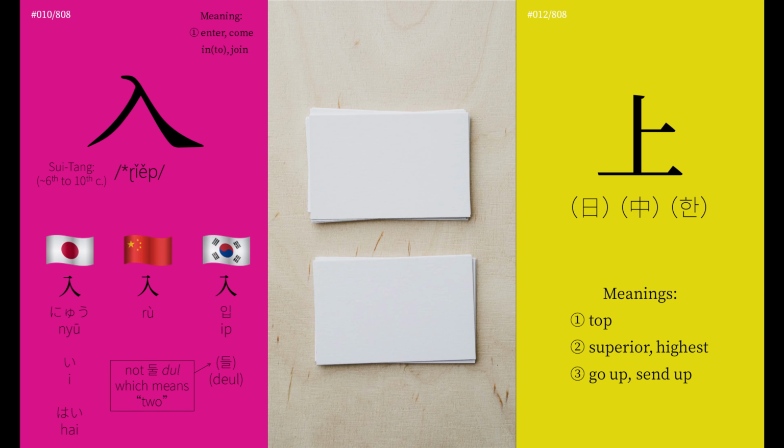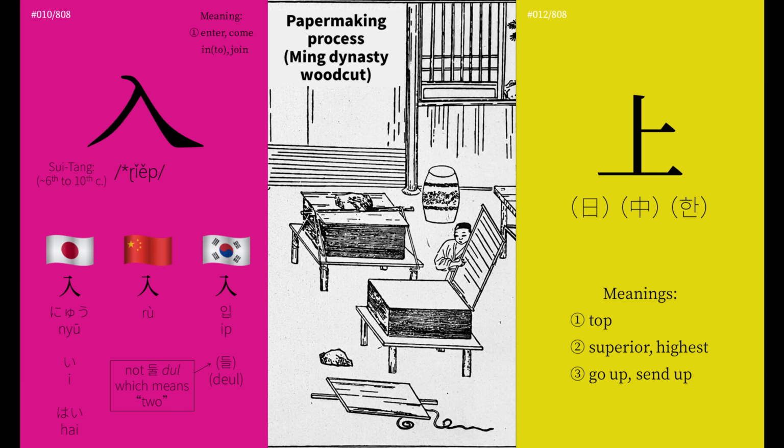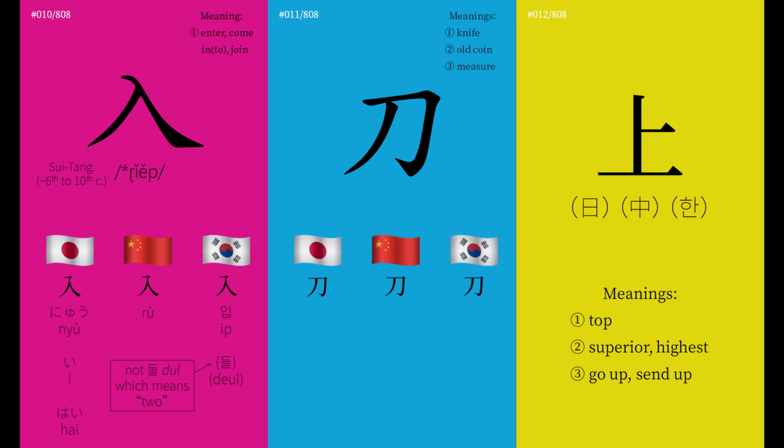Secondly, the character can also count sheets of paper. This dates back to ancient paper making, where uneven edges were trimmed off. One knife grew to mean the amount of paper that could be trimmed in one cut. Now it usually means 100 sheets.